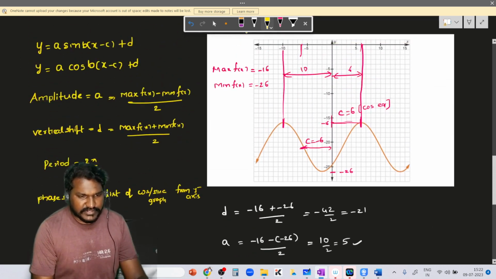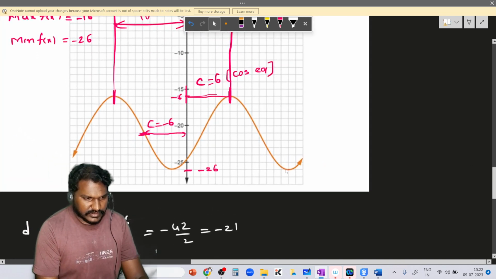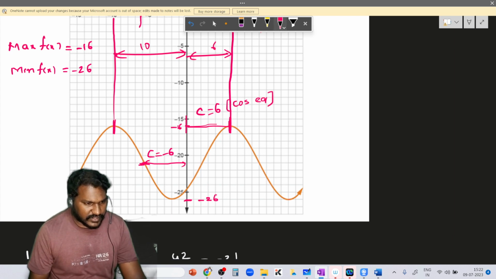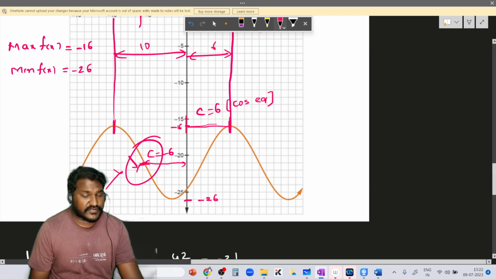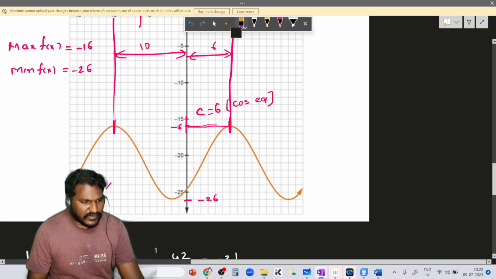But here, by mistake, we have taken it, though the mid value is correct. The mid value is correct, but if you observe carefully, the graph is going downwards. So this is not the starting point of the sine graph. Okay, so let me find the value of C.